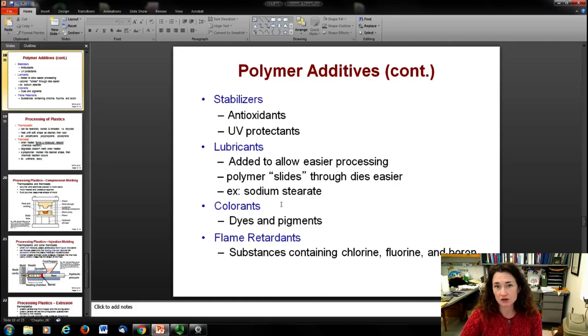You might want to color your polymer, make it pretty for toys or whatever other application, and then you add dyes and pigments to it. And you might also want to add flame retardants. These are usually substances that contain chlorine, fluorine, and boron. And of course, you might want to do that to reduce the flammability of your material.